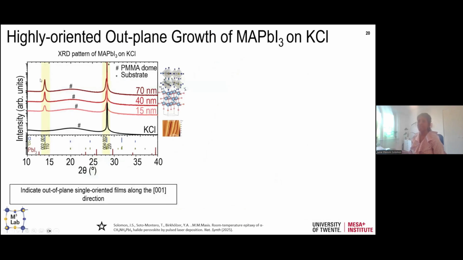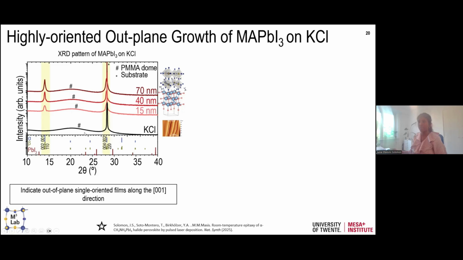And the XRD pattern right here shows, so we grew 3 different thicknesses, a 70 nanometer, a 40 nanometer, and a 15 nanometer film. And they're color coded from dark red to light pink. And this color code remains the same throughout all the slides in the presentation. And below the XRD patterns, you see the reference patterns of the cubic, the tetragonal, and the lead iodide.